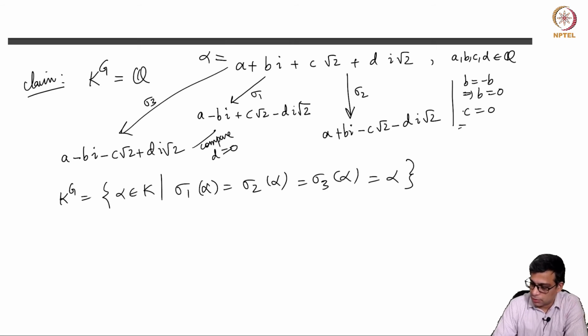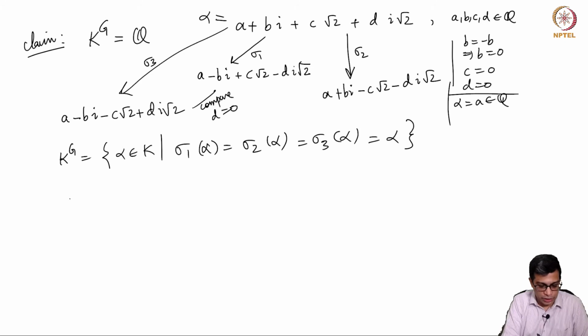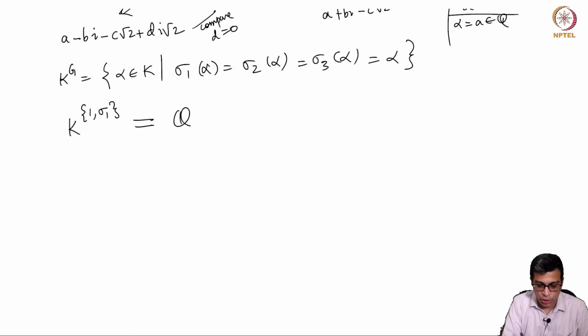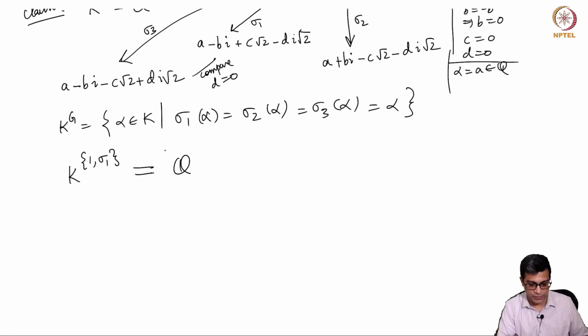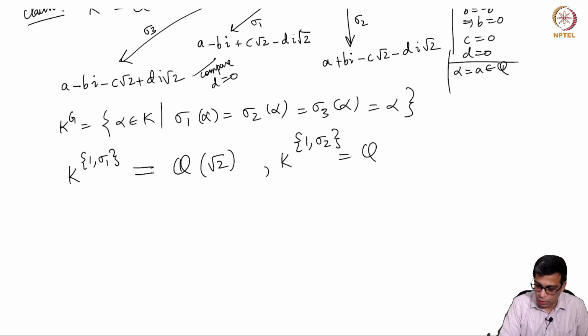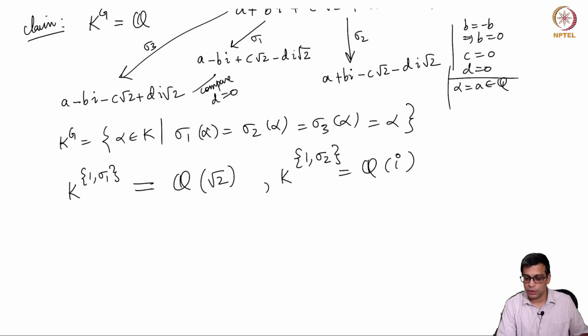That means alpha equals A, which is in Q. So simple statement: the fixed field is K^G equals Q. On the other hand, what is the fixed field of {1, sigma 1}? I will let you do this. What does sigma 1 fix? Sigma 1 fixes root 2 and it does not fix i. So this is Q adjoin root 2. K^{1, sigma 2} will be Q adjoin i, because sigma 2 fixes i, does not fix root 2. So this requires proof.